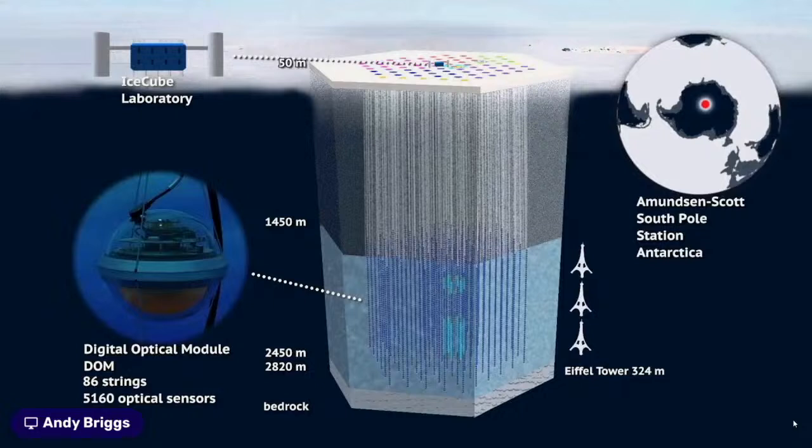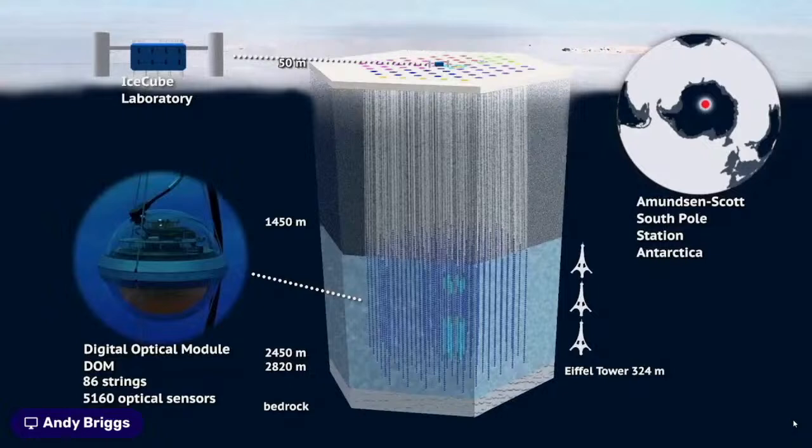What on earth is this all about? And they go down a long way as well. You can see on the right the height compared to the Eiffel Tower. Now, they're there to detect neutrinos. These ghostly particles, which are very mysterious, coming from the depths of space.